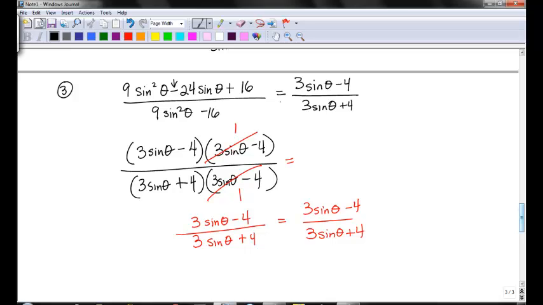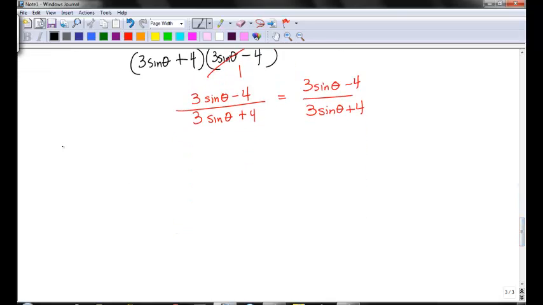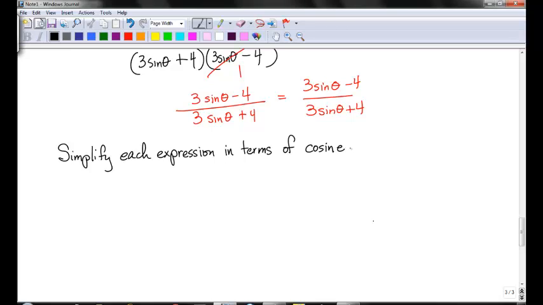Okay, now they're going to change the directions. In the directions it will say simplify each expression in terms of, and it's going to pick a trig function. It might say in terms of sine, in terms of cosine, in terms of tangent. Okay, the one I'm going to do is in terms of cosine. I'm going to work three problems like this.